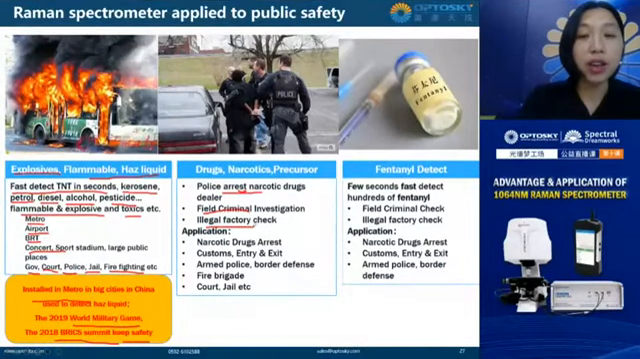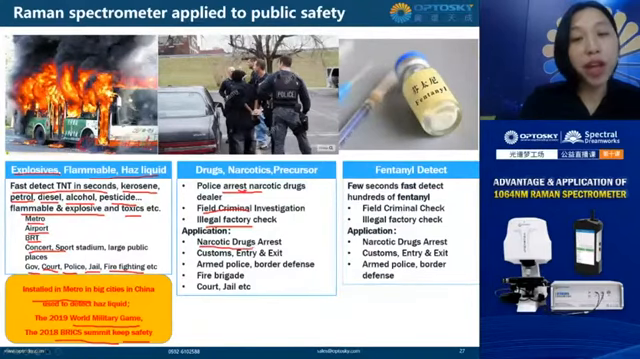It is also used very widely in field criminal investigation, if they go to a factory to check some illegal substances. So the application is not only for narcotics drug arrest, but for customs at entrance and exit, armed police and border defense, also for the fire brigade and courts and jails.